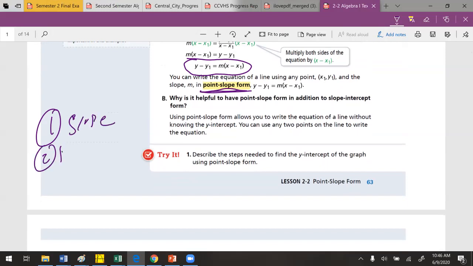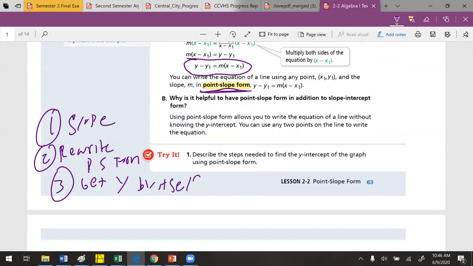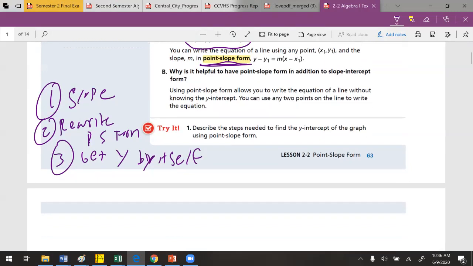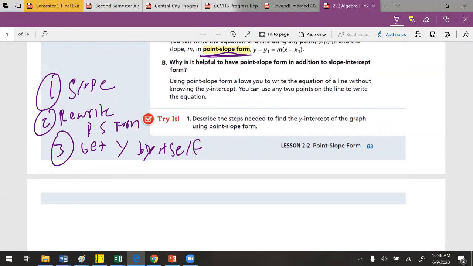Step 2, rewrite in point slope form. But then step 3 is to get y by itself. You're doing that after, so you're going to distribute and then basically get y by itself. And to find the y-intercept, obviously you're finding the value of b, in other words, the number without an x next to it.